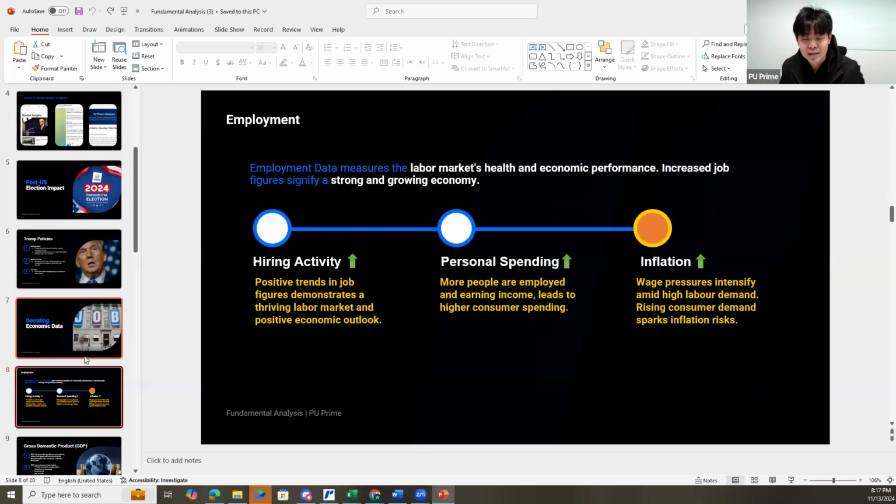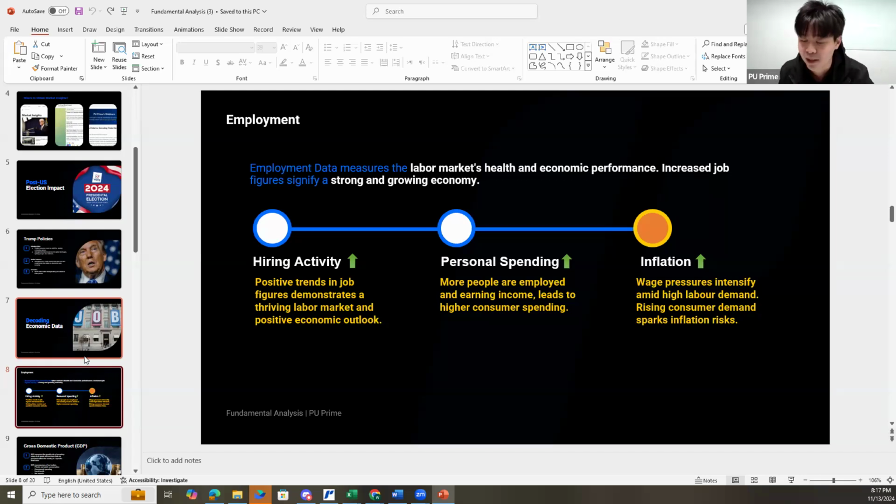All right. There are tons of different types of economics data that we need to understand, of course. And we try to summarize the most important ones, of which the first one is employment, the second one is inflation, the third one is the GDP, the gross domestic product.